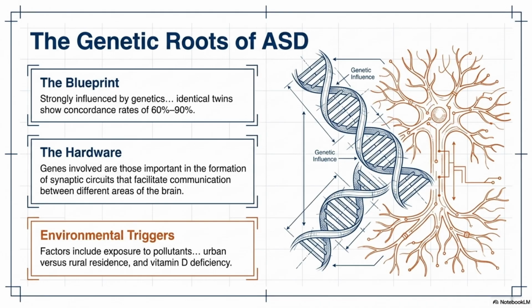Exactly. Are there environmental triggers that interact with that genetic vulnerability? Yes. The text identifies several environmental factors thought to trigger these genetic mutations during early development, including exposure to certain pollutants, urban residency, and maternal vitamin D deficiency.